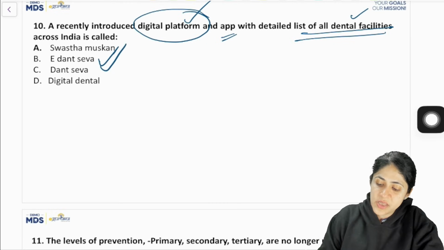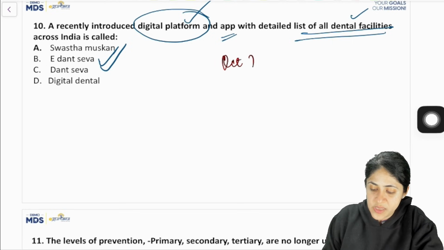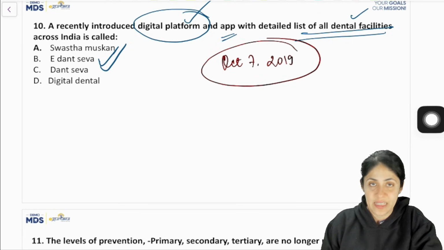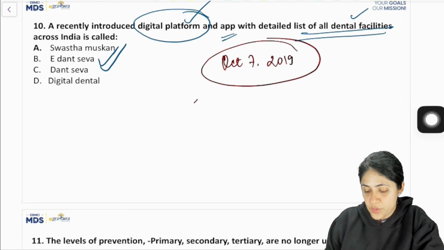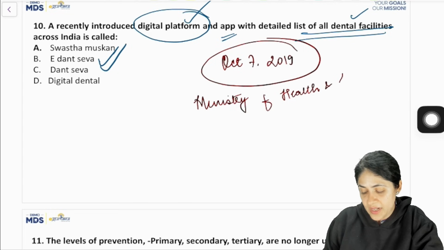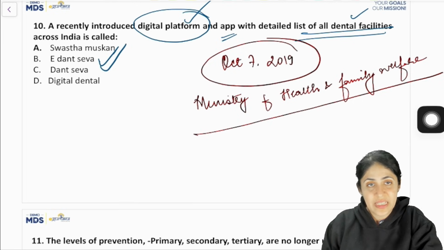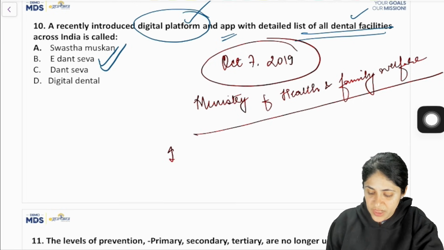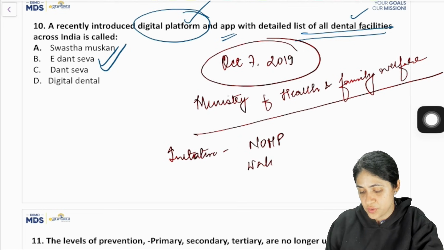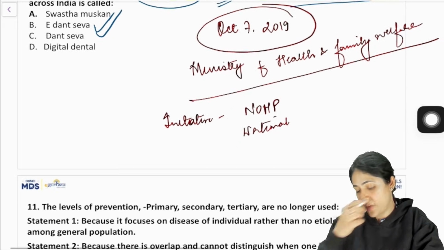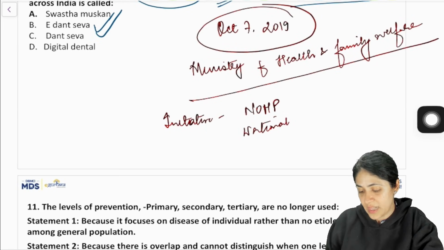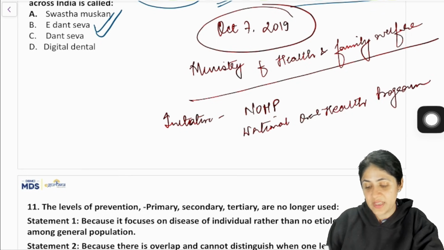When was this introduced? This was introduced on October 7, 2019. E-Dant Seva was launched by the Ministry of Health and Family Welfare. This is an initiative taken under NOHP, the National Oral Health Program. So the Ministry of Health and Family Welfare launched E-Dant Seva under the National Oral Health Program.